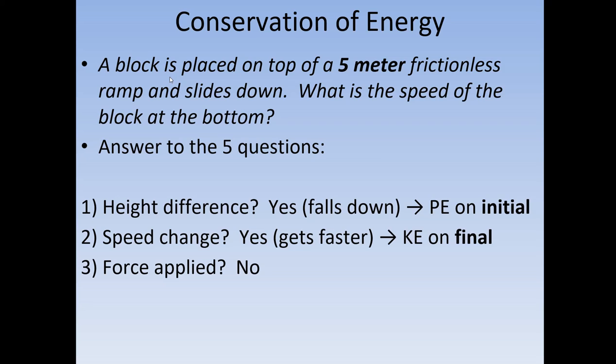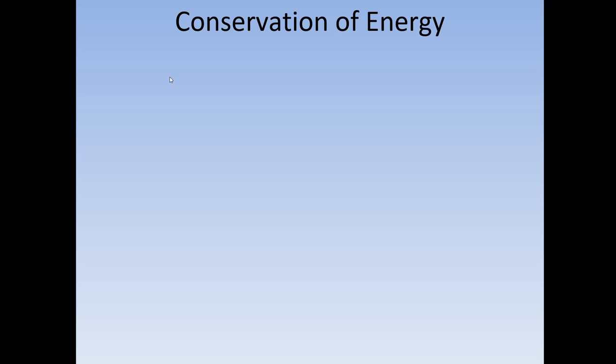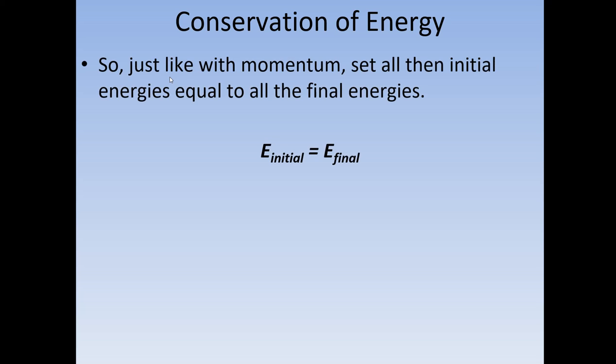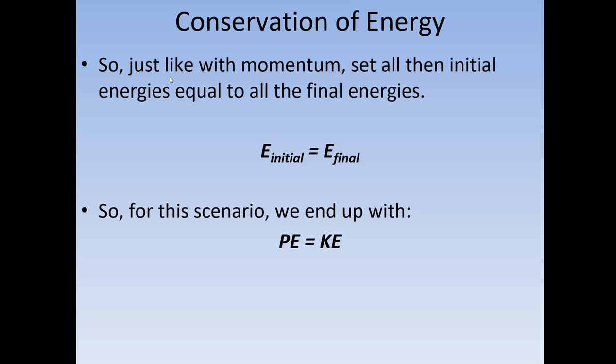The next question is, is there a force applied? There's no mention of a person putting any force on this. Fourth question, is there friction? Again, no. It says it's a frictionless ramp, so no energy is being lost. And the last one, is there a spring? No. So what this tells me is that my equation is going to look like this: PE equals KE. We started with potential energy, we ended with kinetic.